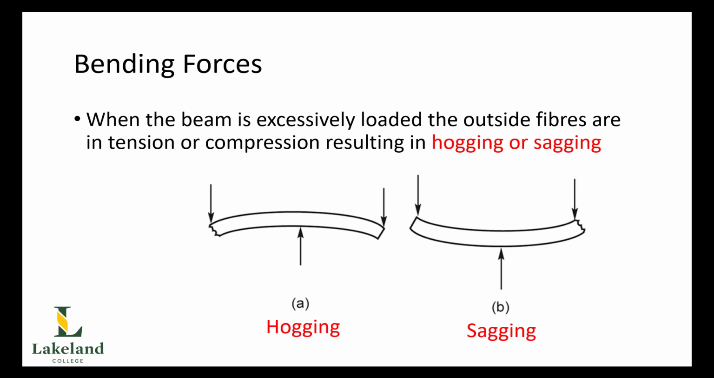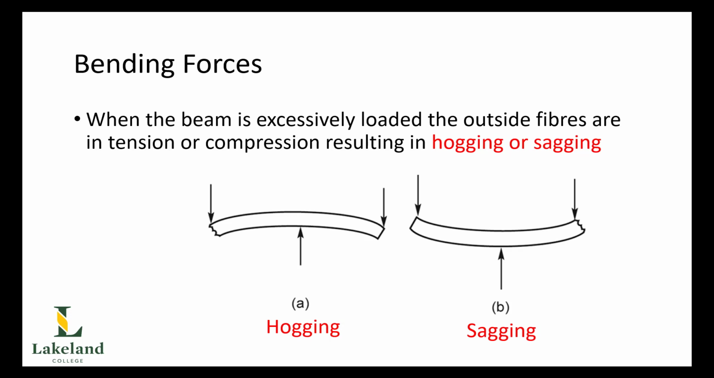Now, the one that's not so obvious to get through in your head is the hogging one that we see here in diagram A. This is simply the opposite of sagging, where it's concave. Hogging is now convex, i.e. it's bending upwards.